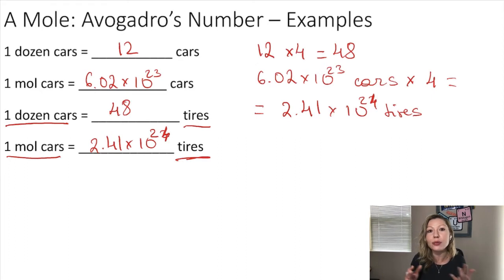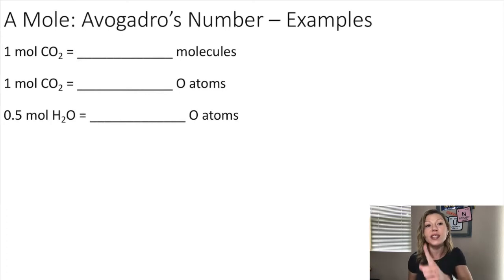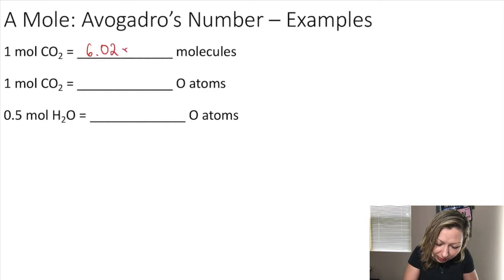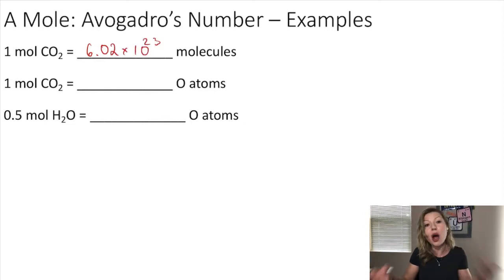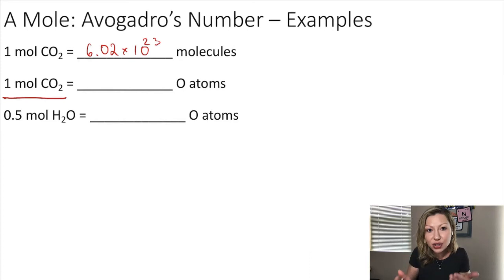Let's move into molecules. So, if I have 1 mole of CO2 molecules, how many molecules do I have? Avogadro's number again, right? So I have 6.02 times 10 to the 23rd molecules. All right. Now, if I have 1 mole of CO2 molecules, how many oxygen atoms do I have in all those CO2 molecules?